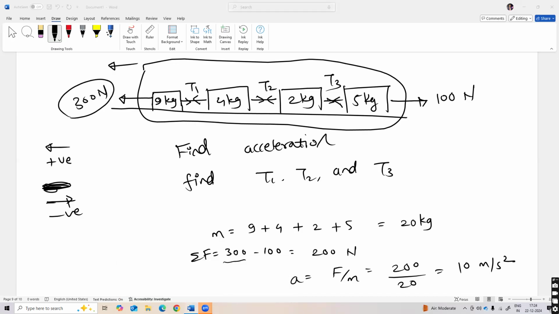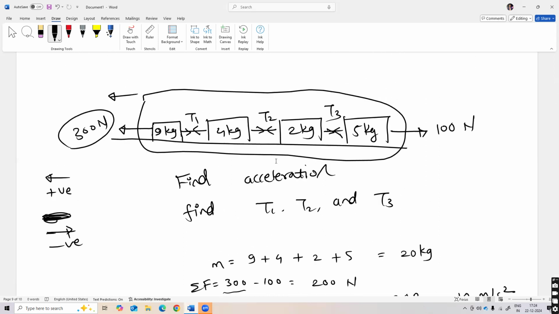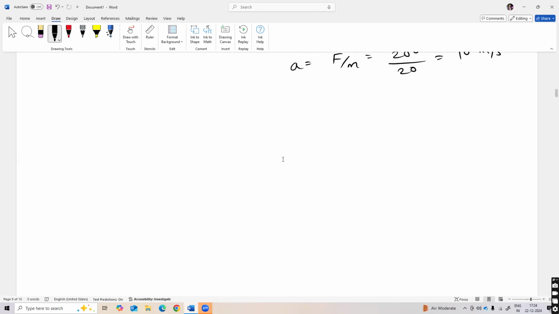Okay. The next thing is, now let's consider this mass of 9 kg. We will consider this FBD. For this mass of 9 kg, there is a force acting of 300 Newton towards left. There is acceleration towards left of 10 meter per second square. And there is a tension which is acting towards right, which is T1.